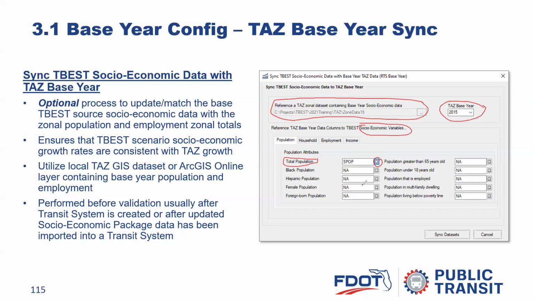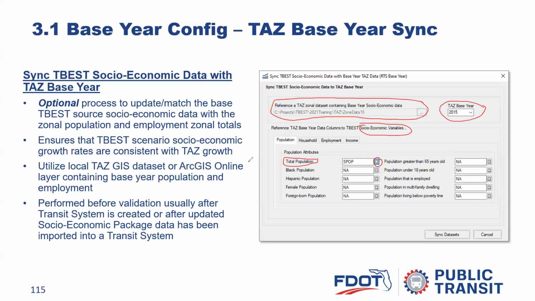Now, you don't have to do all of them. Primarily what people do is population, household, employment totals. Sometimes they'll do some of the demographics, but generally if they don't have them in the TAZ data, they don't use them. Those are optional. The only one that's required is total population. The others are optional: household, employment, income, and all the demographics. So just keep that in mind. It tries to match up what you have available in your TAZ data set, and then you do as good a job as you can matching up to the TBEST attributes.